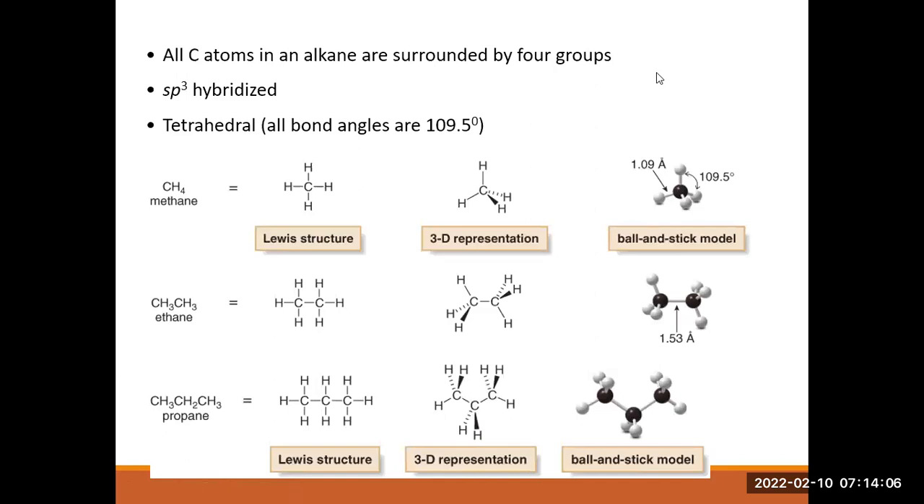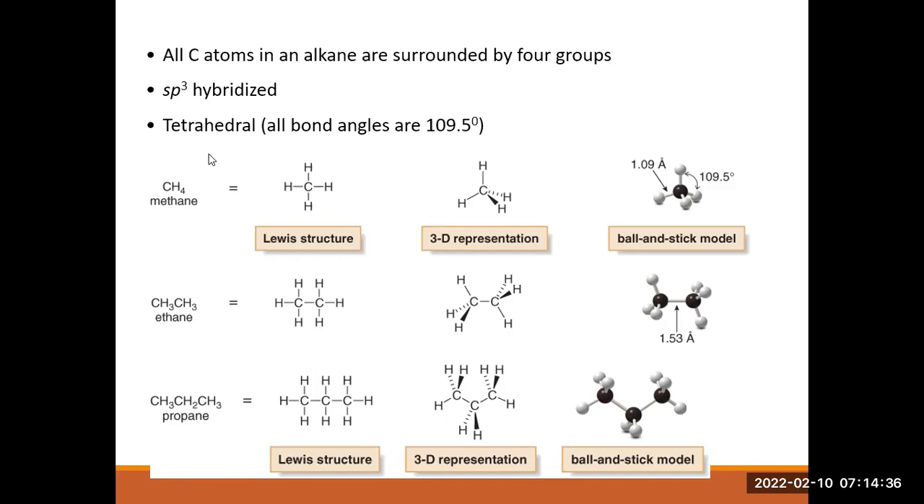When you talk about structure, let's go through some pictorial representations of your alkanes. All carbon atoms in an alkane are surrounded by 4 groups. This is sp3 hybridized. We won't go into the orbital details. We just want to really see the structure of these alkanes.